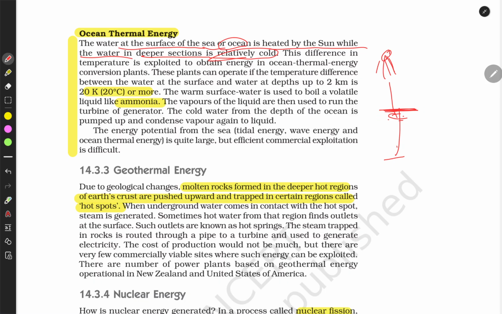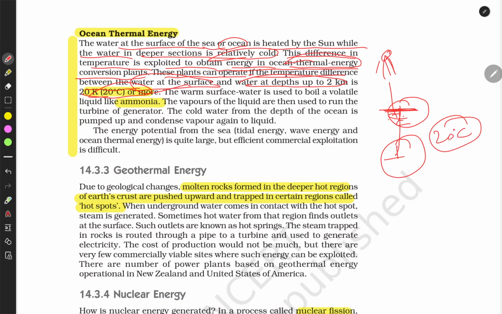the upper portion of the water will warm up, and deep beneath the ocean will be relatively cold water. This difference of temperature is exploited to obtain energy in an ocean thermal energy conversion plant. These plants can operate if the temperature difference between the water at the surface and the water at a depth of 2 kilometers is more than 20 degrees Celsius. So this ocean thermal energy can be utilized when the difference between the upper and lower water temperature is a minimum of 20 degrees Celsius.